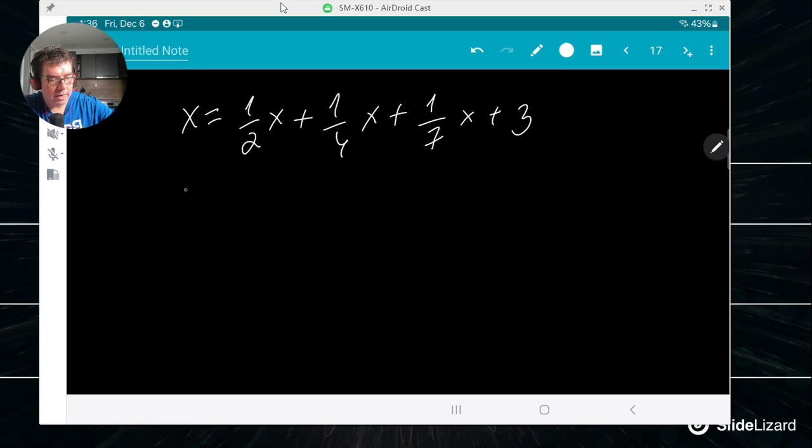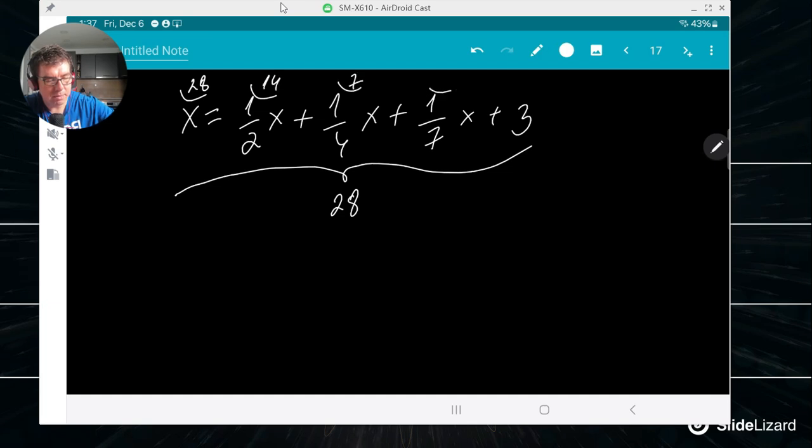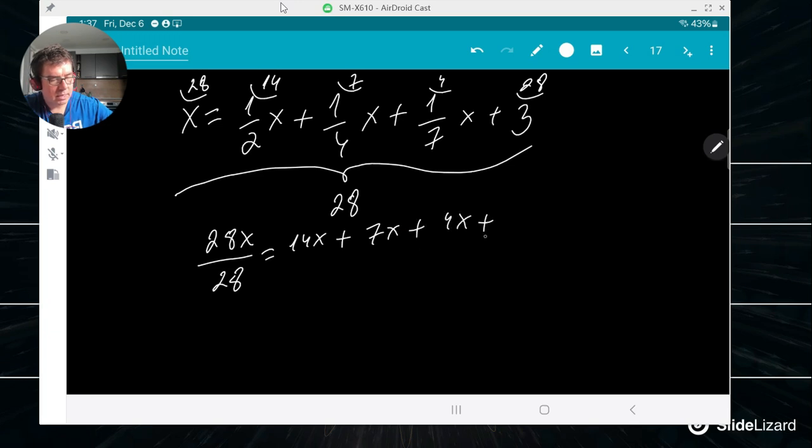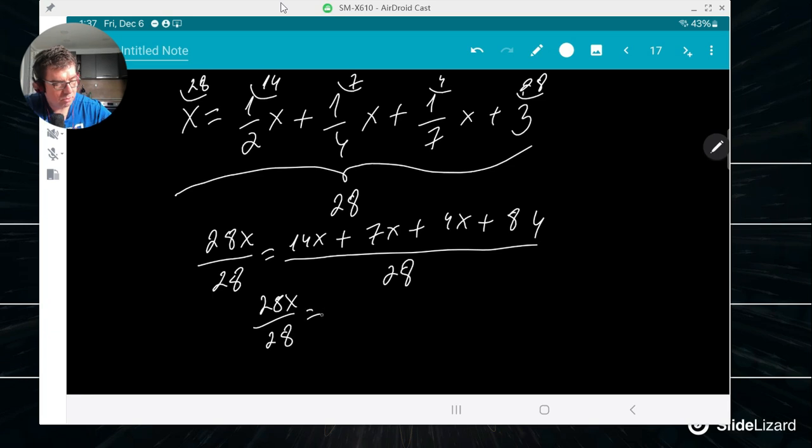Okay, so we find the common denominator here, which is 28, right? So we expand by 28, we expand by 14, we expand by 7, we expand by 4, and here we expand by 28. So we get 28x over 28 equals 14x plus 7x plus 4x plus 28 times 3, which is 84, over 28. Now let's add 14x plus 7x plus 4x, which is 25x. So 28x over 28 equals 25x plus 84 over 28.